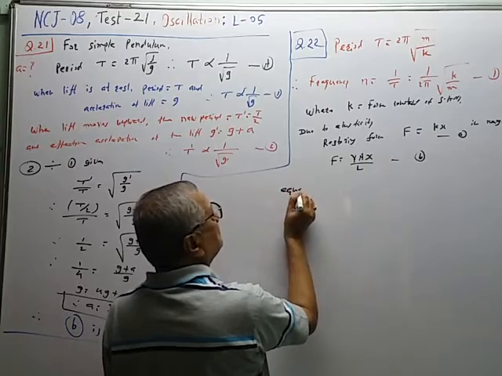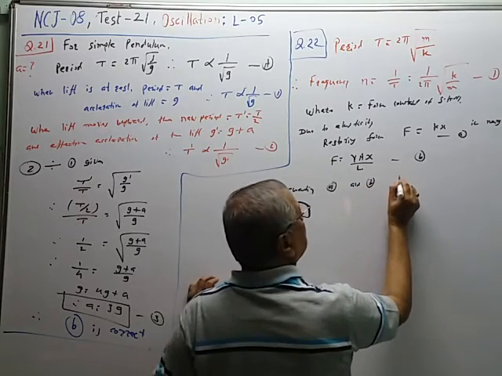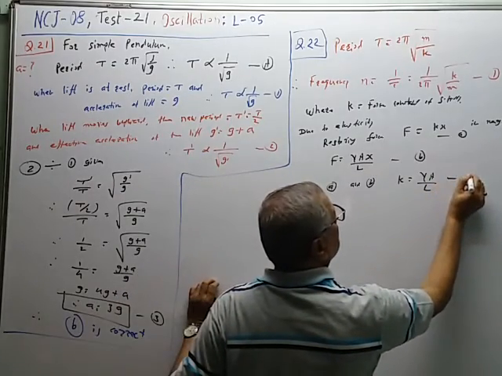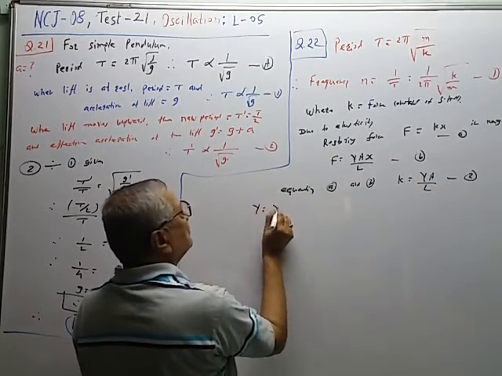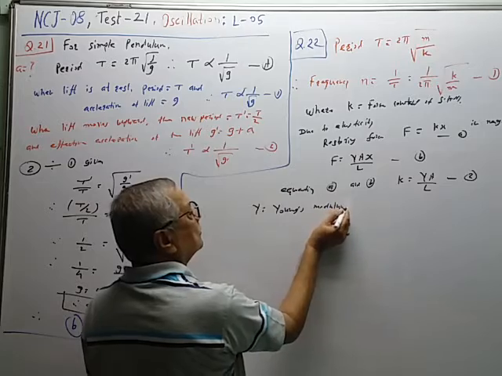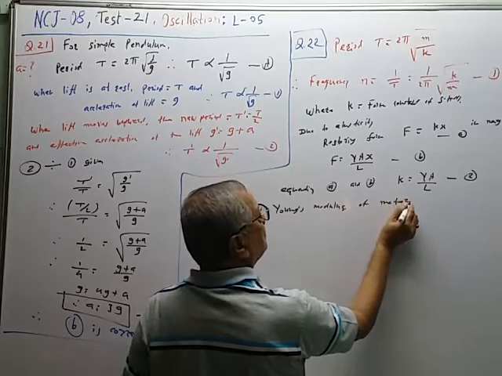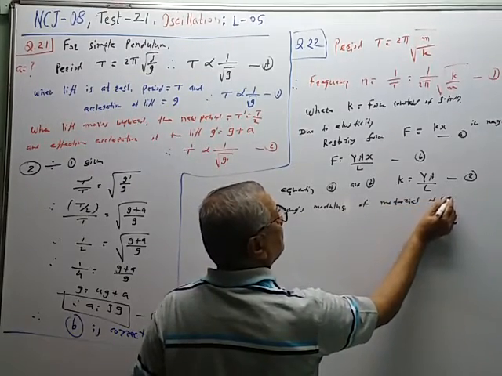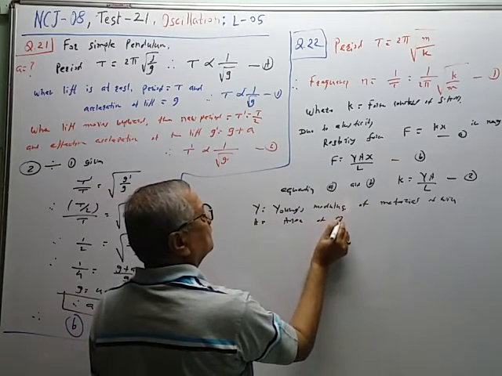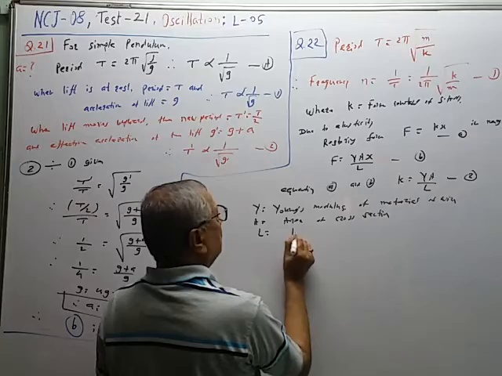Therefore, equating A and B, k is equal to Y A upon capital L. This is equation 2. Y is equal to Young's modulus of the material of the wire, A is equal to area of cross section, and L is equal to length of the wire.